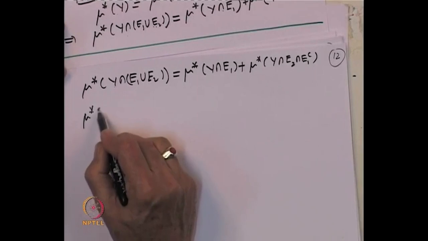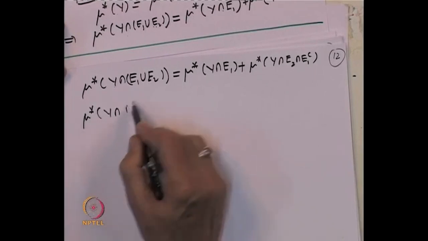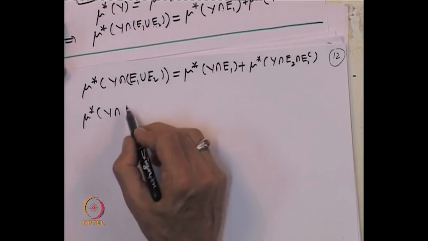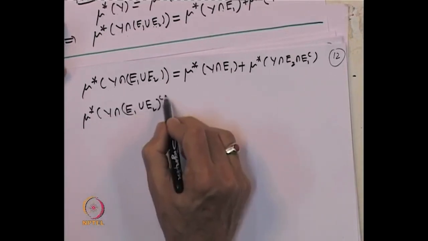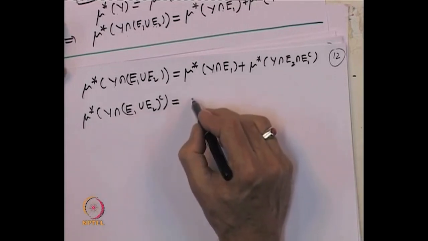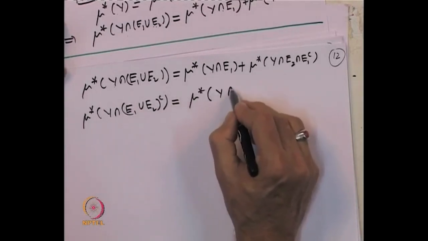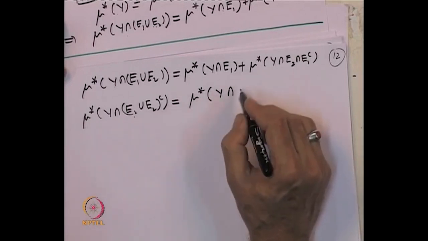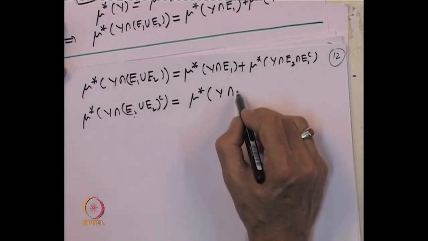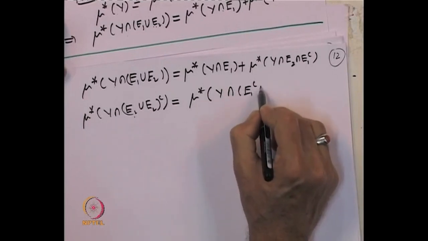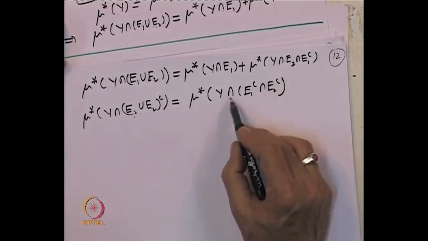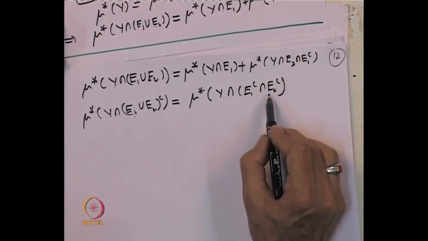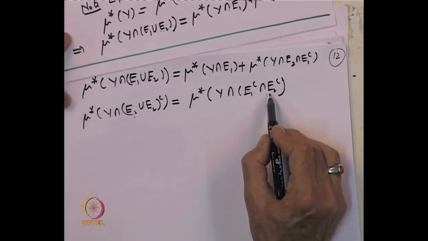And now, I also want to compute what is μ*(y ∩ complement of this). So, what is the complement of E1 union E2 complement? That is going to be μ*(y ∩ ...), by using our proper De Morgan laws for set theory, this is E1 complement ∩ E2 complement. So, I want to compute μ*(y ∩ E1 complement ∩ E2 complement). How can we compute that?